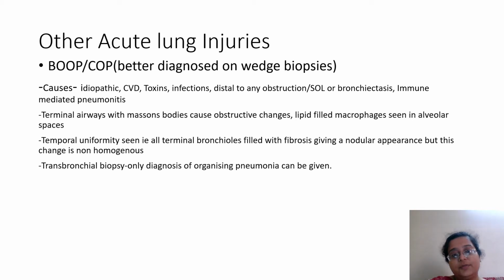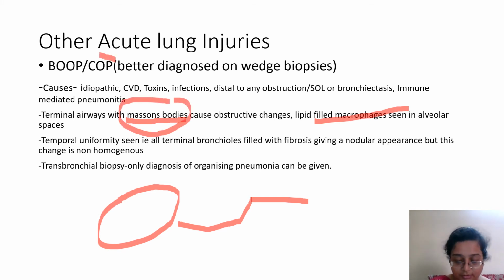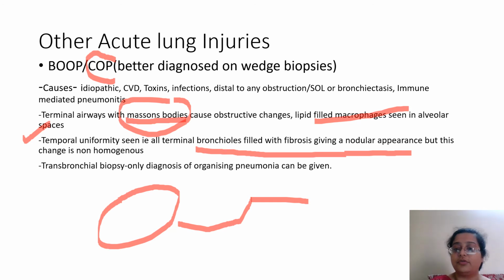What is affected in COP or BOOP, bronchiolitis obliterans organizing pneumonia or cryptogenic organizing pneumonia, is the terminal airways. That is, the trachea, then bronchi, then bronchioles, and then the bronchioles are divided into terminal, then respiratory. So the terminal bronchioles are affected, and in the lining of the bronchioles you might get fibrous bodies which are known as Masson bodies. If this Masson body is very pathognomonic of COP, you'll get macrophages. Again, there will be temporal uniformity, as all terminal bronchioles will show fibrosis.